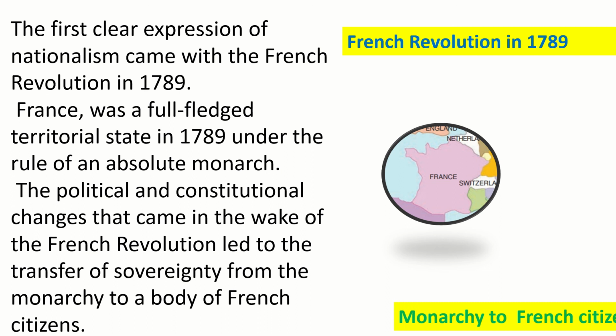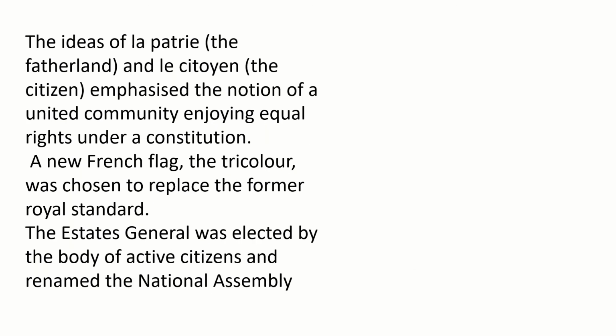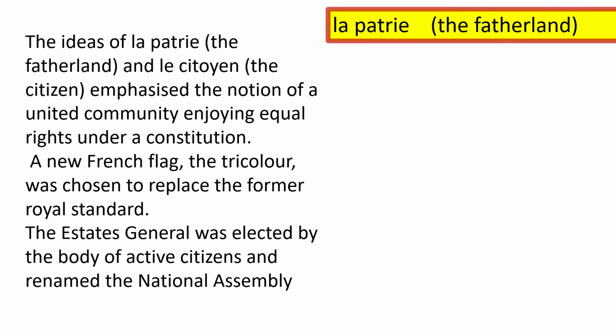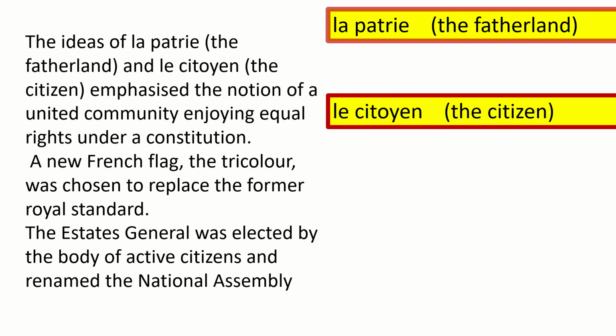Here, the French Revolution and the monarchy to French citizens, these things we have to remember in this passage. The ideas of la patrie, the fatherland, and le citoyen, the citizen, emphasized the notion of a united community enjoying equal rights under a constitution. See here, la patrie is a French word. In English, it is called the fatherland. Les citoyens means in English the citizens, the fatherland and the citizens. These two ideas, concepts, gained more power in this revolution.